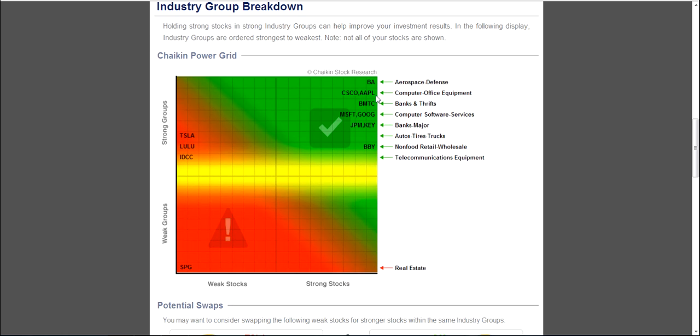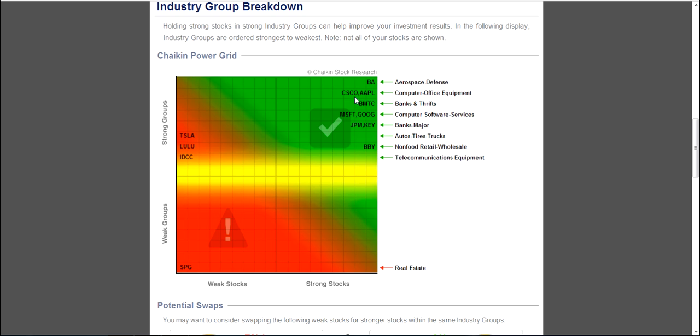Also is what we call the Chaikin Power Grid. This is a very powerful and quick way to look at your portfolio, essentially lining up weak groups on the y-axis and weak stocks on the x-axis. Any stocks down here, like SPG, are weak stocks in weak groups. And those are the names that, unless you're very confident of, you might want to think about getting out of your portfolio. Up here, we've got some weak stocks in strong groups.